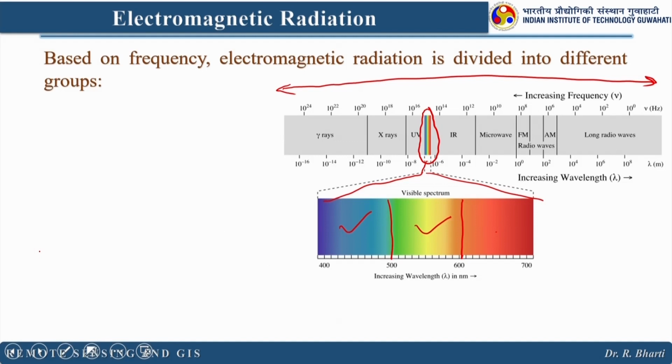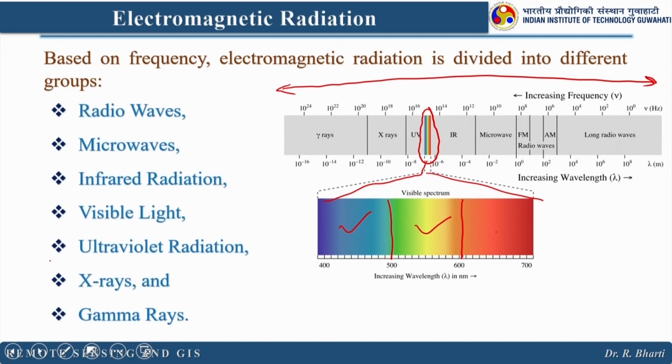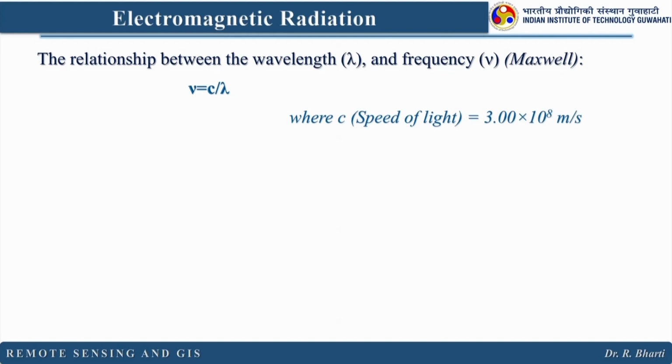So based on frequency, electromagnetic radiation is divided into different groups, which are radio waves, microwave, infrared, visible, ultraviolet, then X-rays and gamma rays. The relationship between wavelength and frequency is very fundamental, but you have to understand it thoroughly. Here you can see nu is equal to c by lambda, where c is the speed of light, and here it is very clear that nu is inversely proportional to lambda. Lambda is our wavelength and nu is our frequency.